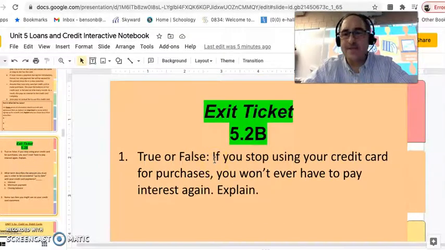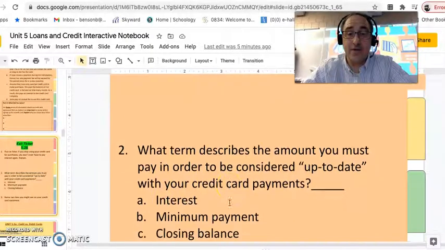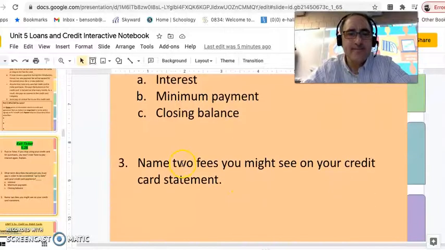Lastly, we have an exit ticket. True or false? If you stop using your credit card for purchases, you won't ever have to pay interest again. What term describes the amount that you must pay in order to be considered up to date with your credit card payments? You might do these in Schoology. Name 2 fees you might see on your credit card statement.